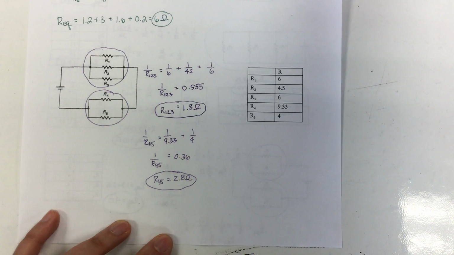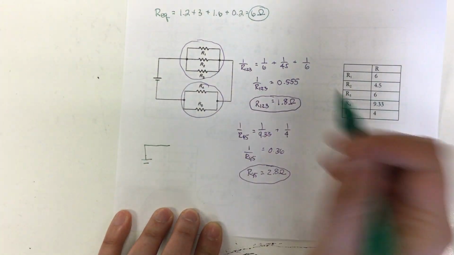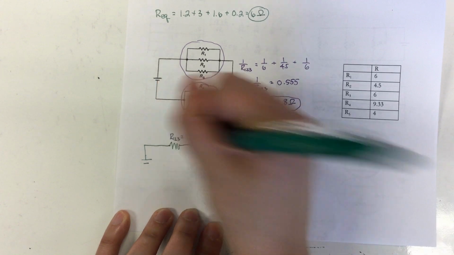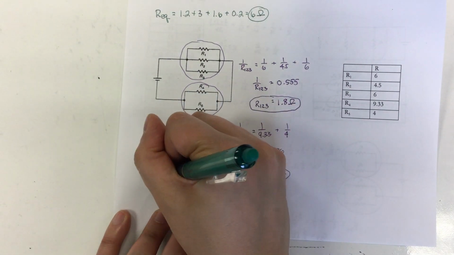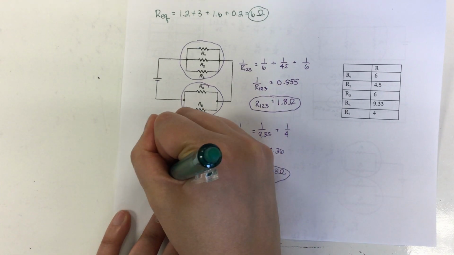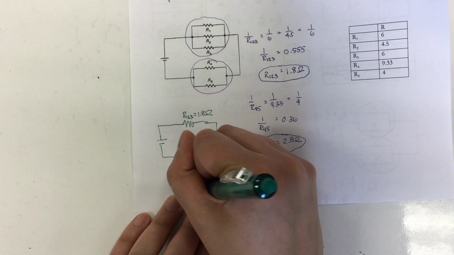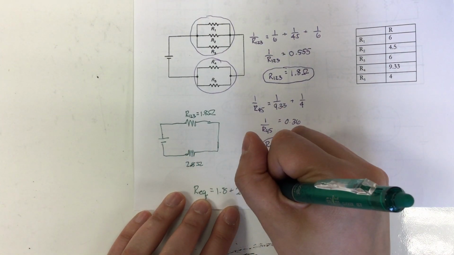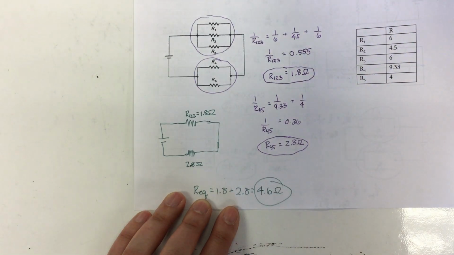In doing this, I now have a circuit that has the battery. Battery stays in the same place. I'm going to replace this purple segment with R1, 2, and 3, which was the 1.8 ohms. R4, R5 got replaced by 2.8 ohms. Now this is all in series, and my last step would be to add it up. 1.8 plus 2.8 is equal to, I don't know, 4.6 ohms. Ta-da! All right, good luck, guys.